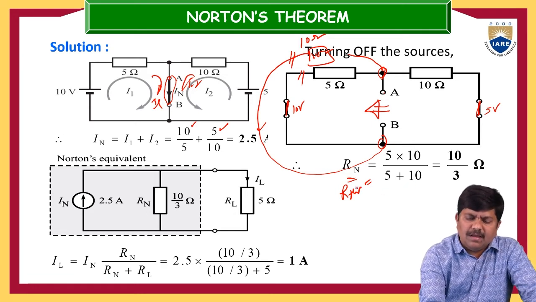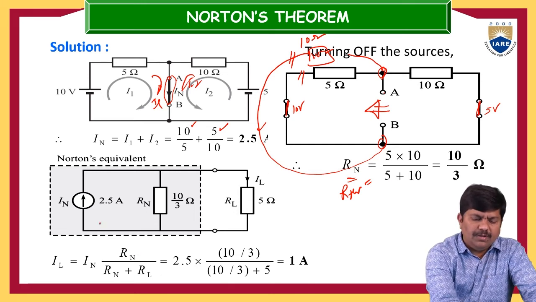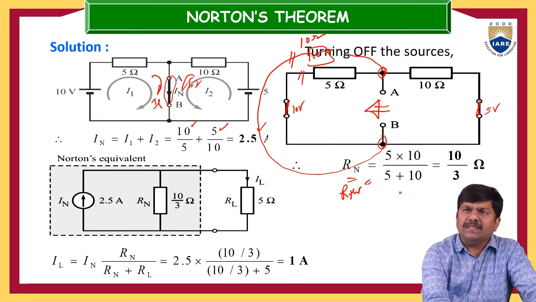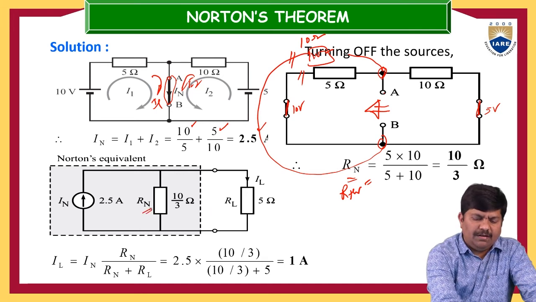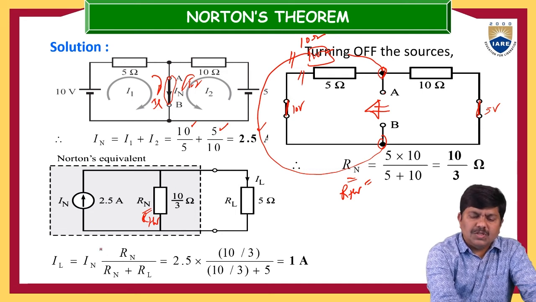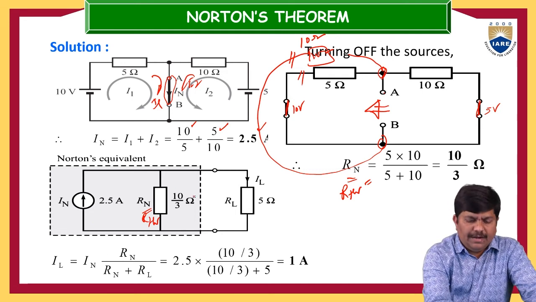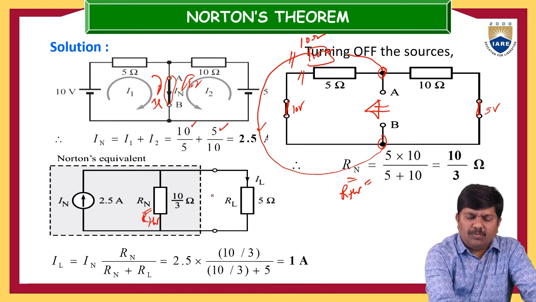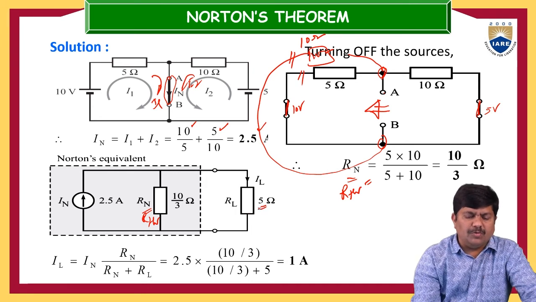After getting the RN value and IN value, or RTH value, just mark the equivalent resistance RN or RTH, and this is the IN value. So IN is equal to 2.5 amps, in the upward direction, and this is the 10 by 3 ohm equivalent resistance, and this is the load. How much is the load? That load is 5 ohms.